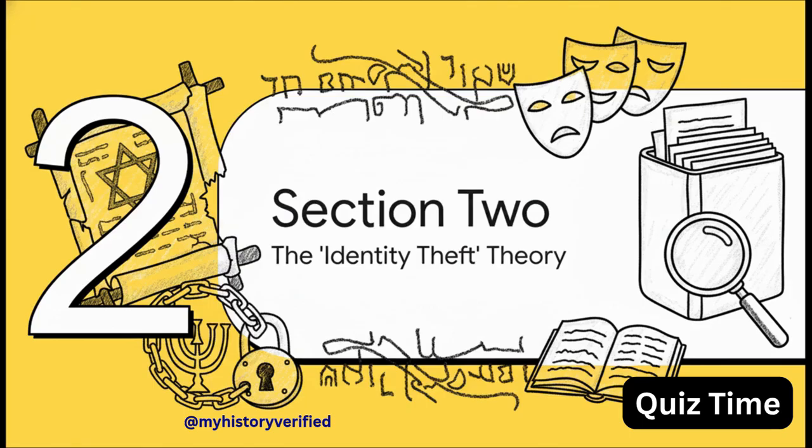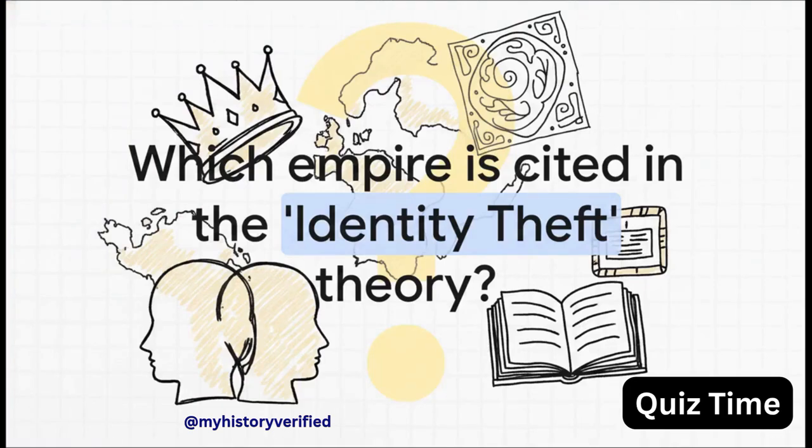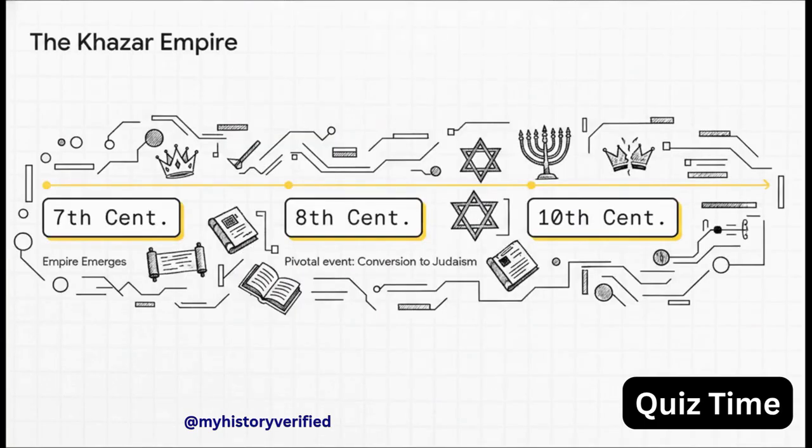This is the heart of the archive's claim, the idea that a massive, centuries-long case of stolen identity has shaped our modern world. So, if there was an identity theft, you have to ask who was involved. This question gets specific. Which 8th century empire is central to this theory, particularly when it comes to Ashkenazi Jews? The answer is the Khazar Empire. And according to this theory, the timeline is everything. The empire emerges, and then, in the 8th century, a pivotal event occurs, a mass conversion to Judaism. This act is presented as the origin point of the alleged identity theft.